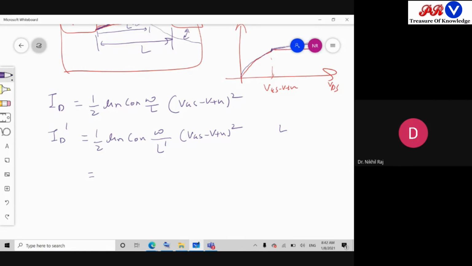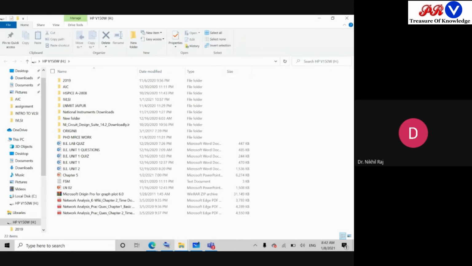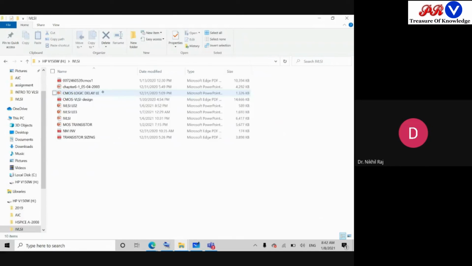So what will be delta L? The deviation will be the complete length minus the effective length. We got the slide, we'll see there.